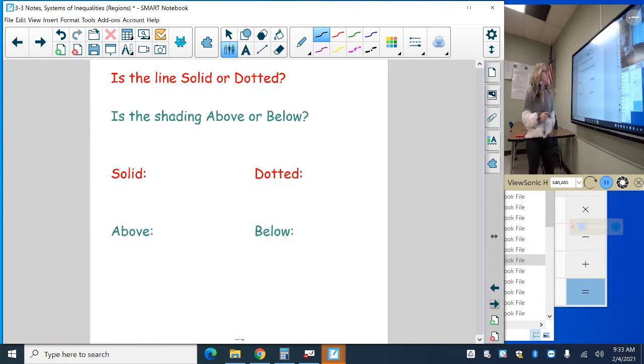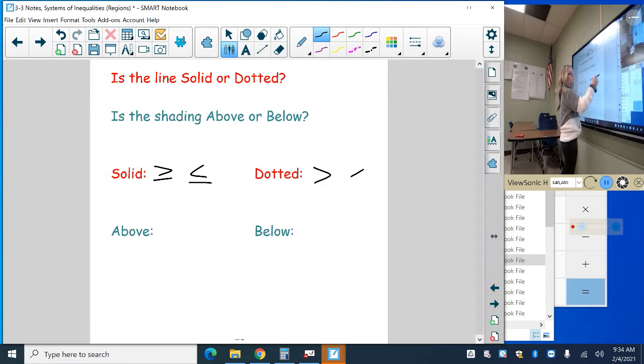So is the line solid or dotted, and is the shading above or below, are the two questions you have to ask, okay? If it's a solid line, that means you're going to have greater than or equal to or less than or equal to. If it's a dotted line, that means you're going to have greater than or less than. Is the shading above? That means the symbol has to be greater than or equal to or greater than. Is the shading below? That means you're going to have less than or less than or equal to.